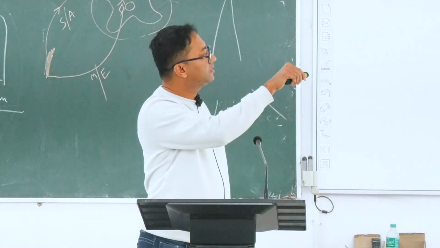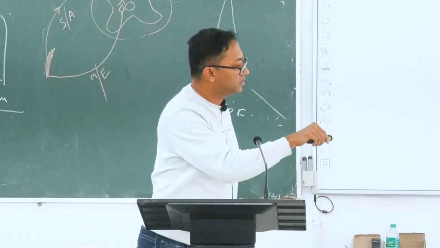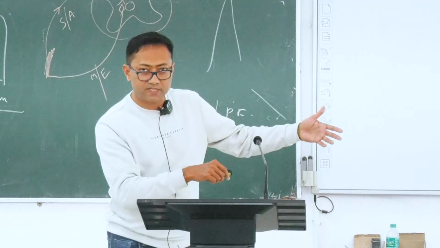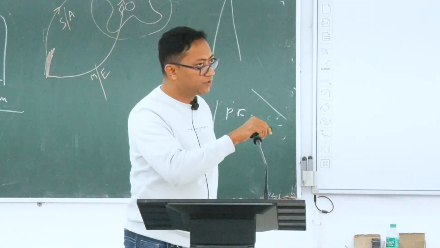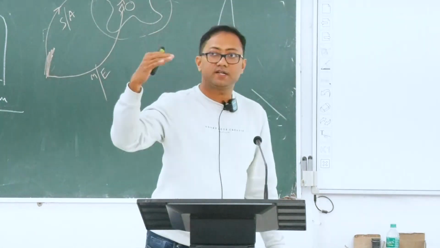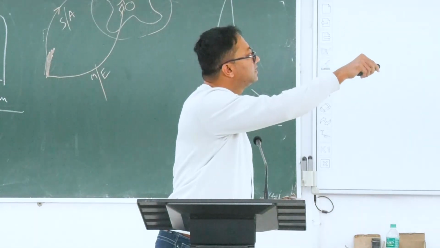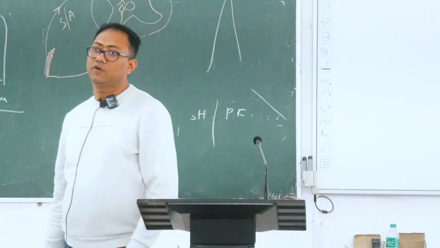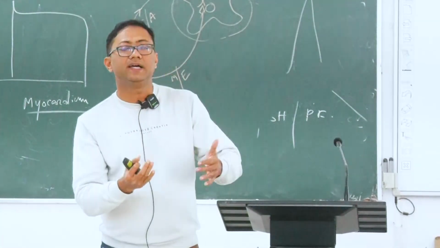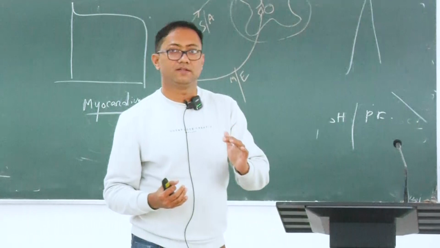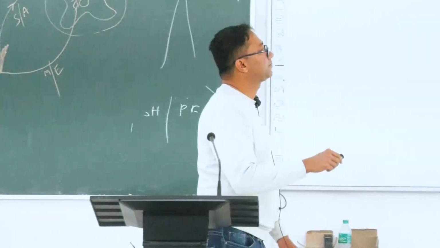See the heart rate curve, it is falling. I am increasing mean arterial pressure by infusing normal saline, so mean arterial blood pressure is increasing, and heart rate is falling. This is the baroreceptor reflex. I am increasing mean arterial pressure, your baroreceptor is sensing that, and it is decreasing heart rate, so that mean arterial pressure is not changed.